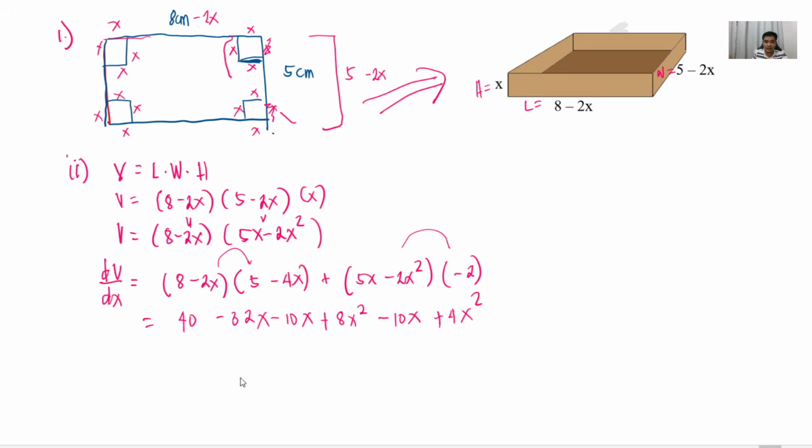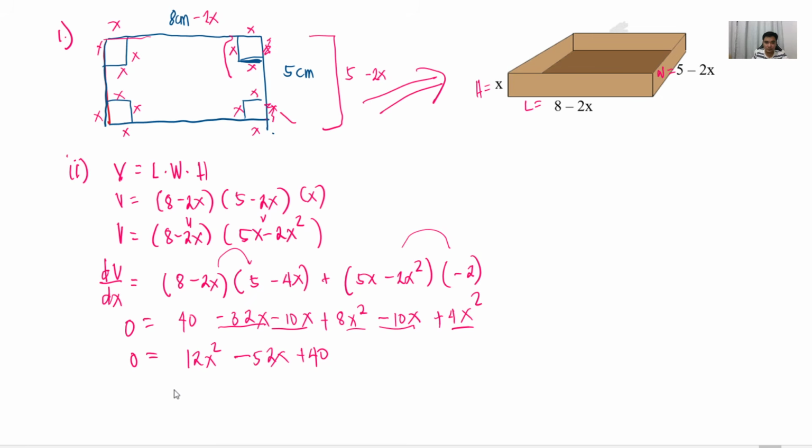Okay? And then, if we are going to simplify it and then equate it to 0. Okay? So, 0 equals negative 32, x squared muna. 8x squared plus 4x squared, well, that is 12x squared. Then, negative 32x minus 10x minus 10x. So, negative 52x. And then, 40. Okay? Plus 40. And then ang common sa kanila is I can bring out 4.